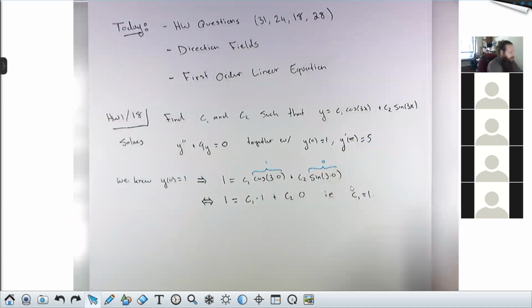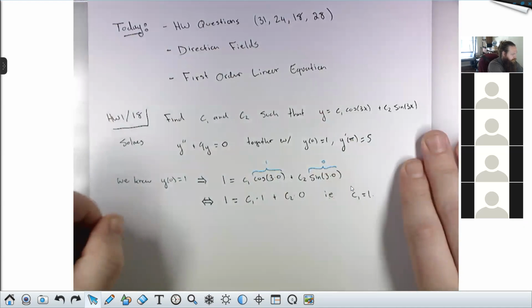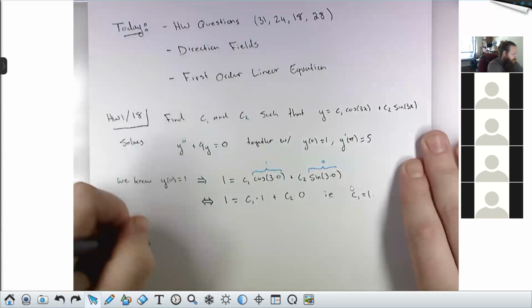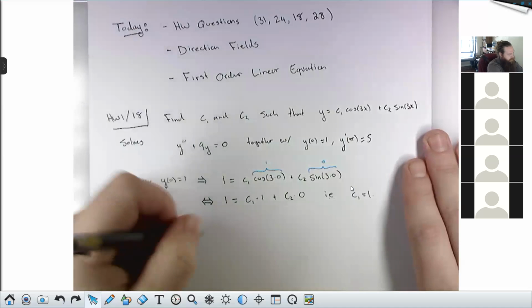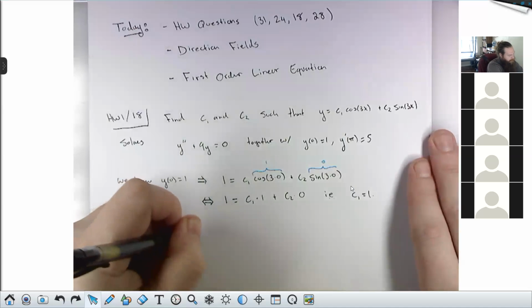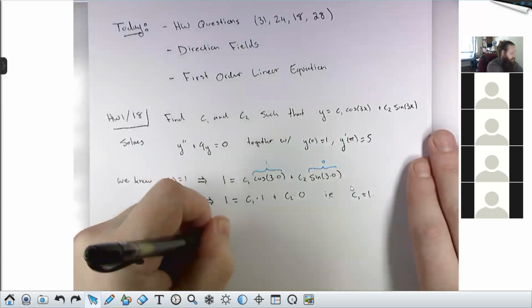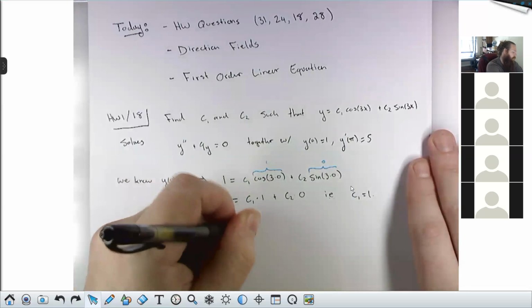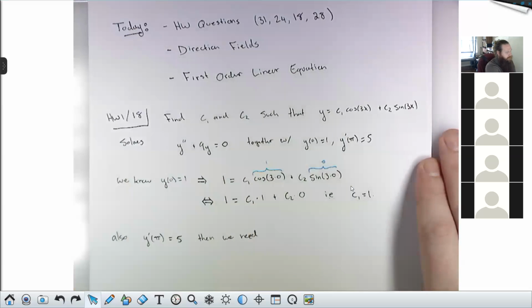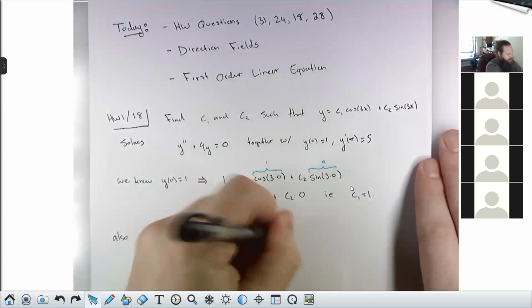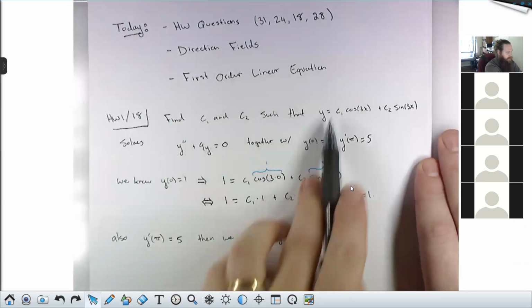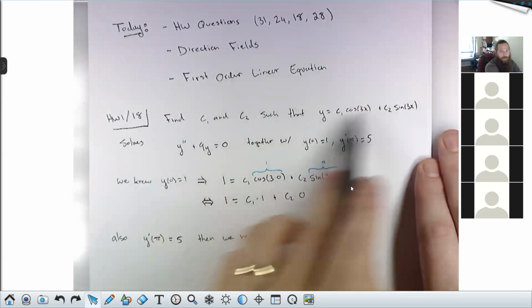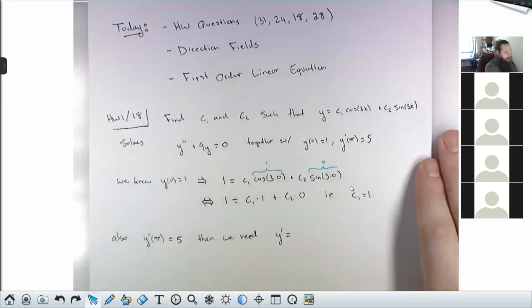Okay. So also, if y prime of pi is going to be equal to 5, then I need to calculate y prime. I'm just going to take the derivative of this expression, right? If y is equal to this, then y prime is the derivative of this.